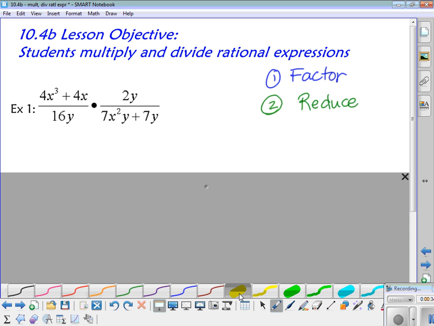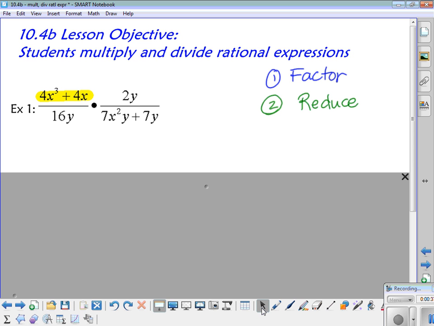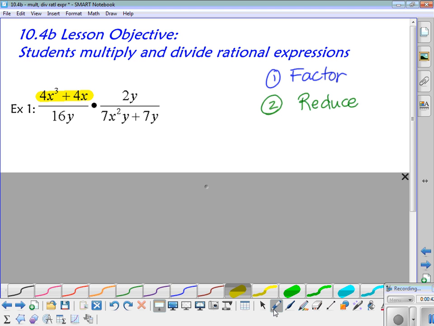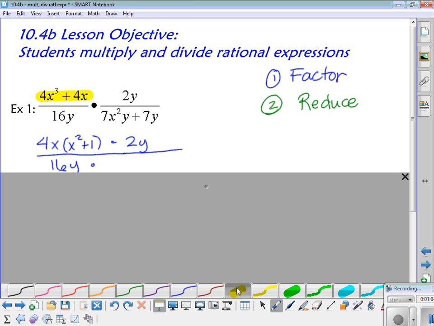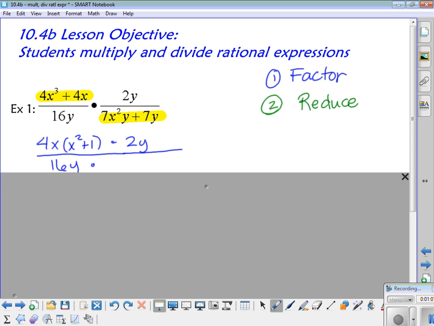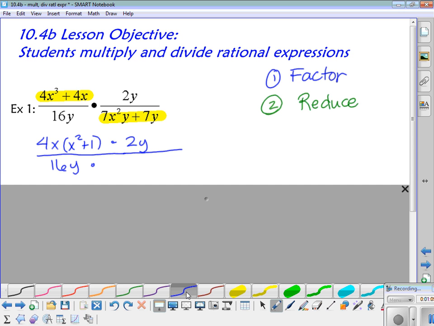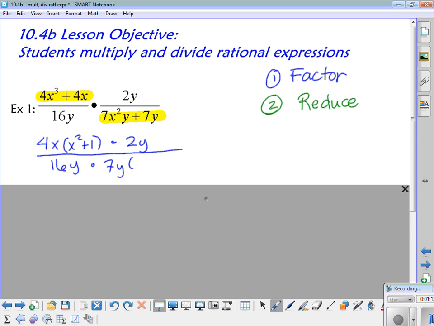So if I look at 4x cubed plus 4x, what's my greatest common factor there? 4. Can I take anything besides a 4 out? I can take an x out, can't I? All right, and then what's left in the parentheses? X squared plus 1. All right, and then I've got a 2y also on top. On the bottom, I've got the 16y, and then what is going to be the GCF for the 7x squared y plus 7y? 7y, so I take that out, and I'm left with x squared plus 1.